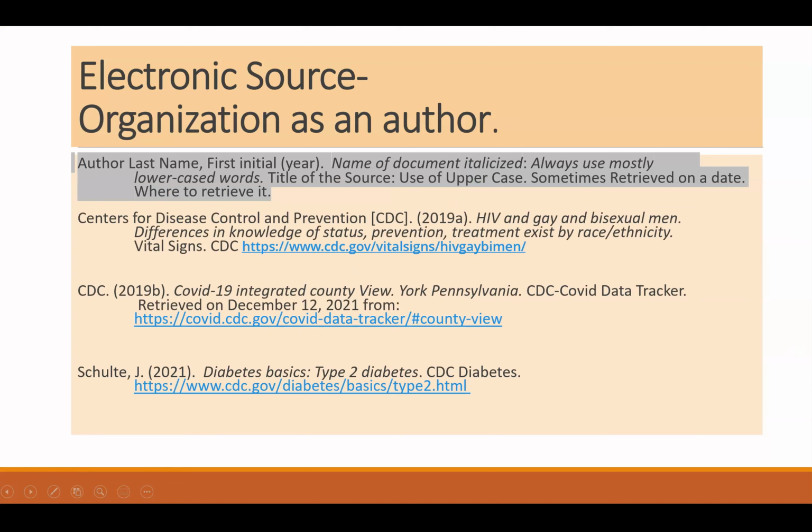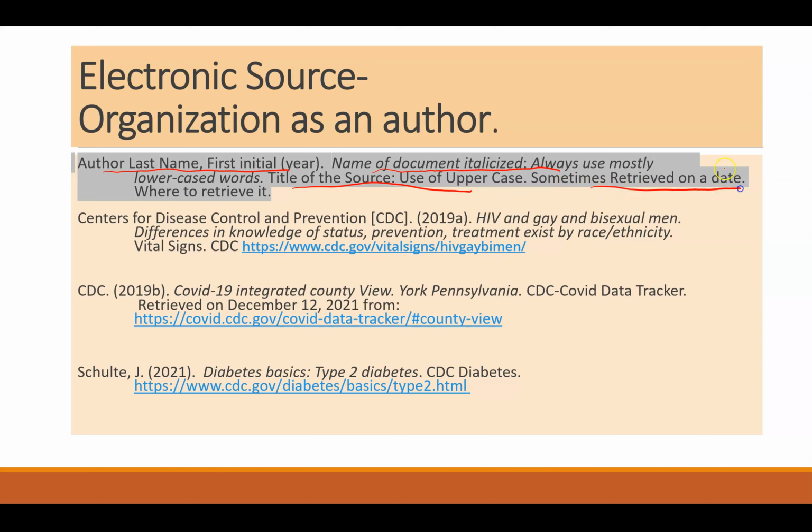We're now going to move on to electronic sources, which is the second main source of information you'll use in this class. If you look, it's the same setup: last name, initial, name of the document using mostly small letters, except in an electronic source, the name of the document is italicized, and the title of the source is not italicized. So it's the opposite of a journal.